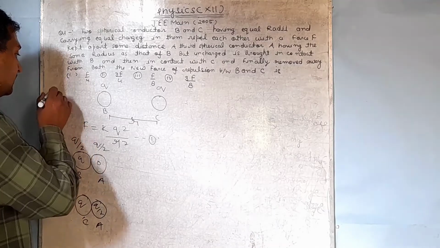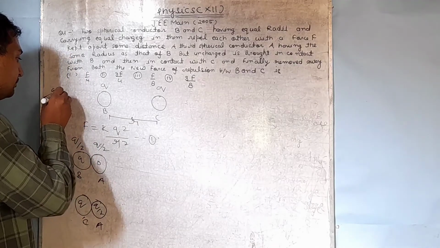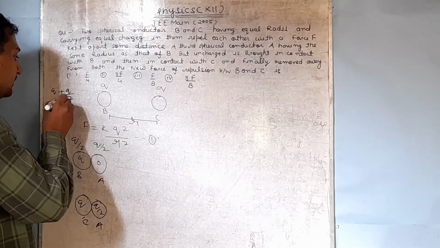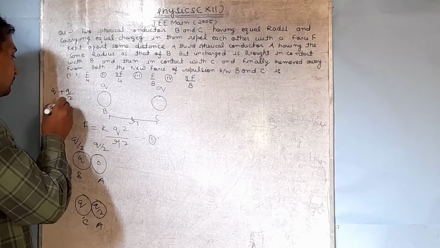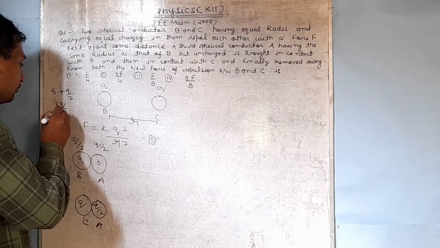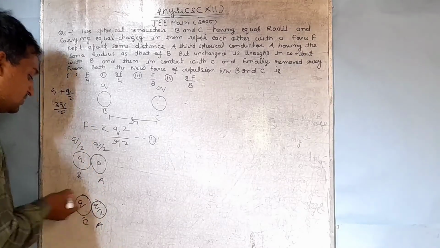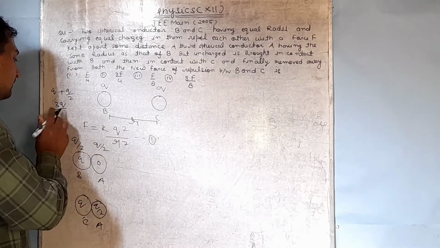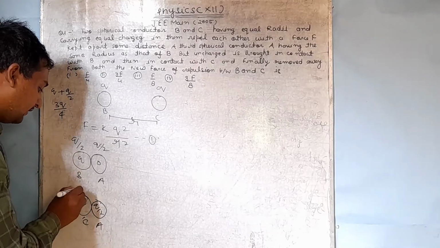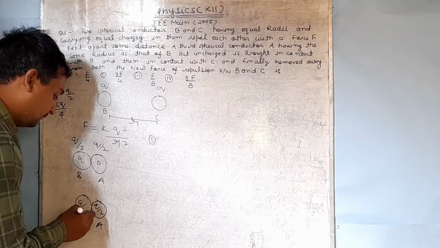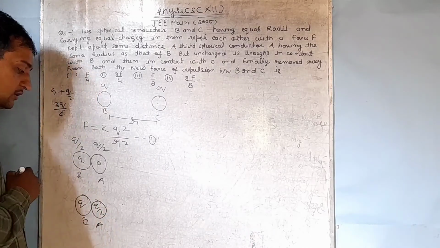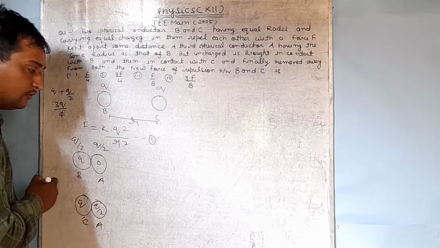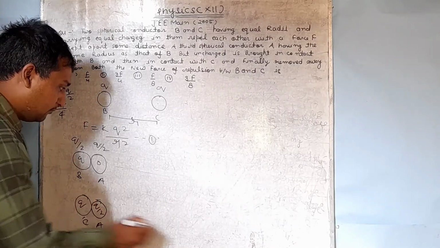So the total charge will be Q plus Q by 2, that is 3Q by 2. So the charge on each sphere, C and A, will be 3Q by 2 divided by 2, that is 3Q by 4. So what is the final charge on C? 3Q by 4. What is the final charge on A? Also 3Q by 4. So now A is removed to infinity.